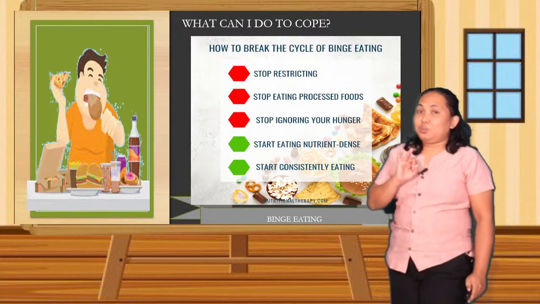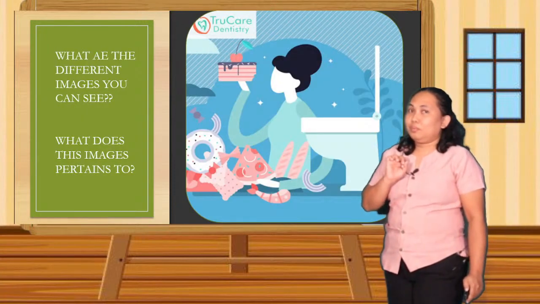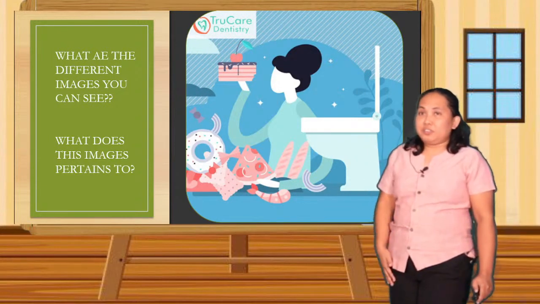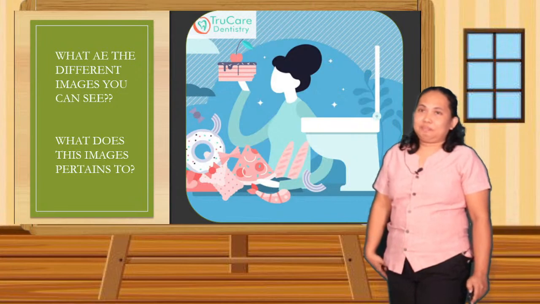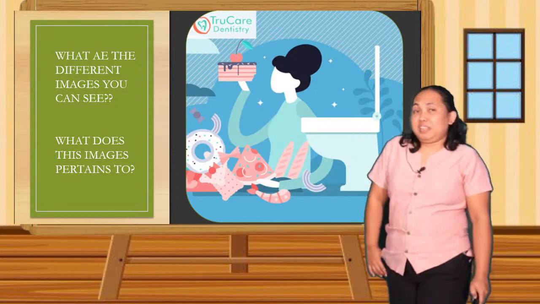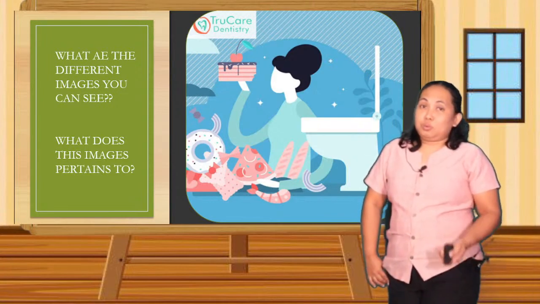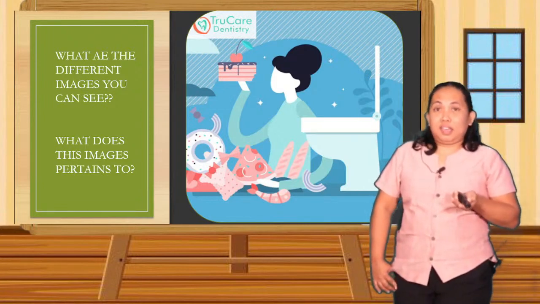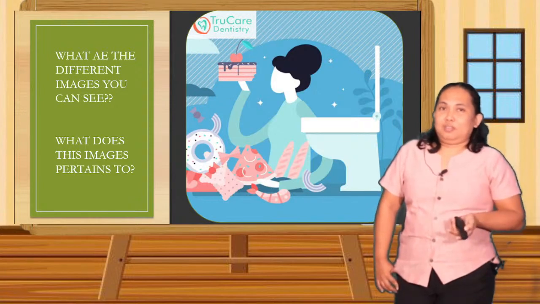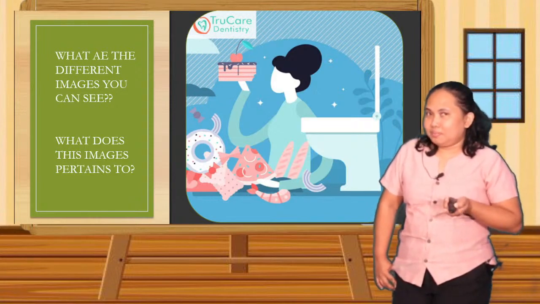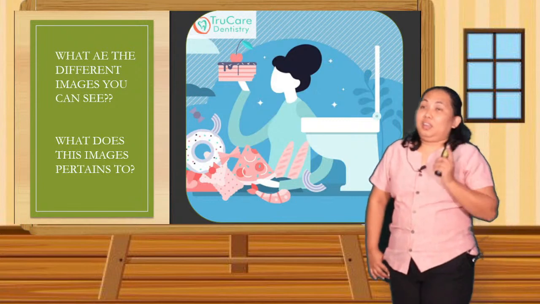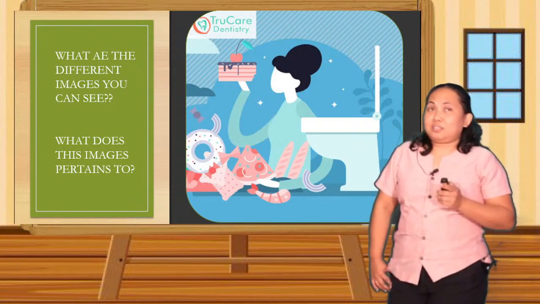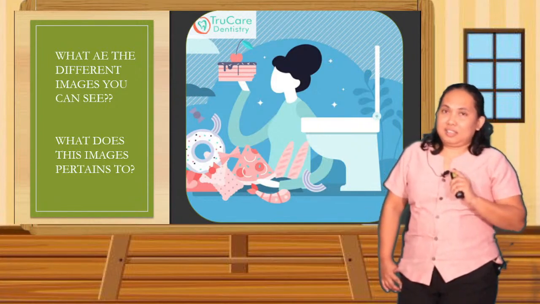Now let's proceed to the third one. So what can you see? What can you say about the picture? What are the different images you can see? What does this image pertain to? Okay, so what do you see? There's a pizza, donuts, cakes, foods. What else? Okay, there's a toilet bowl. So how is it associated to the next disease, illness, or disorder?